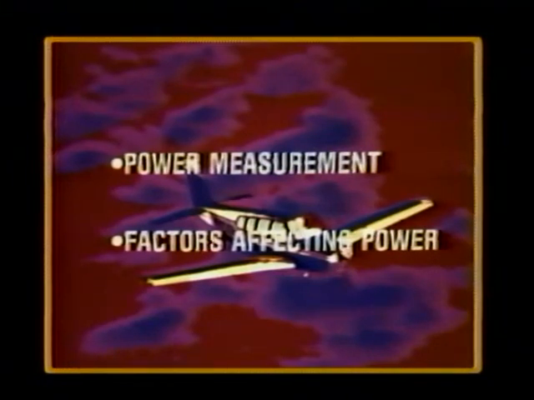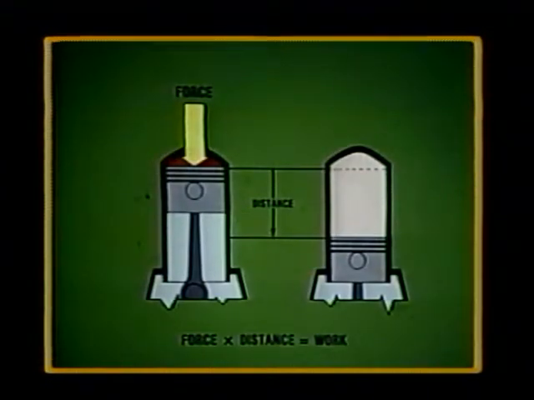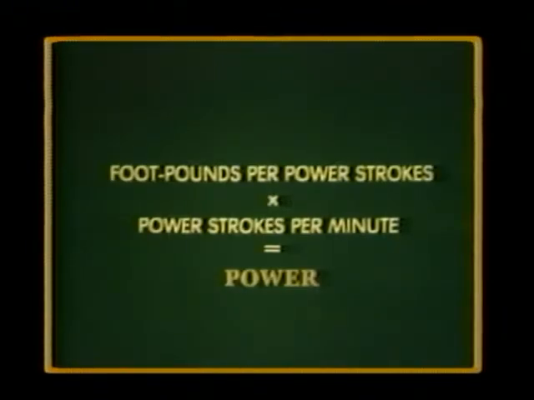At this point, let's turn our attention to the way power is measured and to the many factors that affect engine power. When expanding gases in the cylinder exert a force on the piston head, the piston is forced down. The number of pounds of force applied to the piston and the distance it moves give us the number of foot-pounds of work performed on each power stroke. By knowing the number of foot-pounds of work per power stroke and the number of power strokes per minute, we can easily determine the amount of engine power being produced.